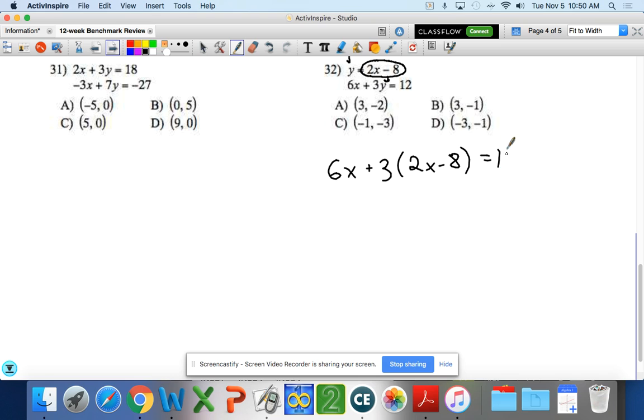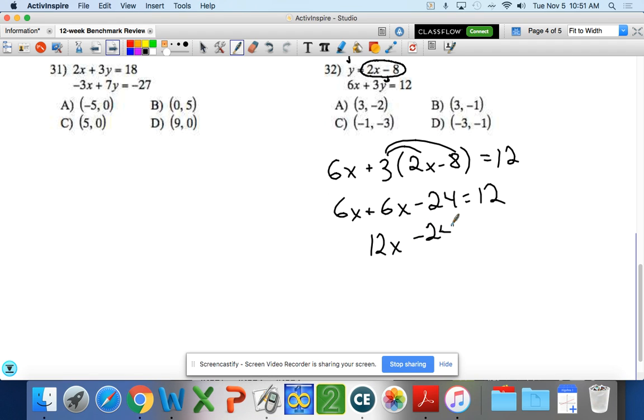Notice, guys, again, just like we've been doing all semester, if you plug something in, use parentheses because now it's time to distribute. 6x plus 6x minus 24 equals 12. Please don't cancel these out. Positive 6 makes 12x. And when we add 24 and add 24, we see that 12x equals 36, meaning x equals 3.